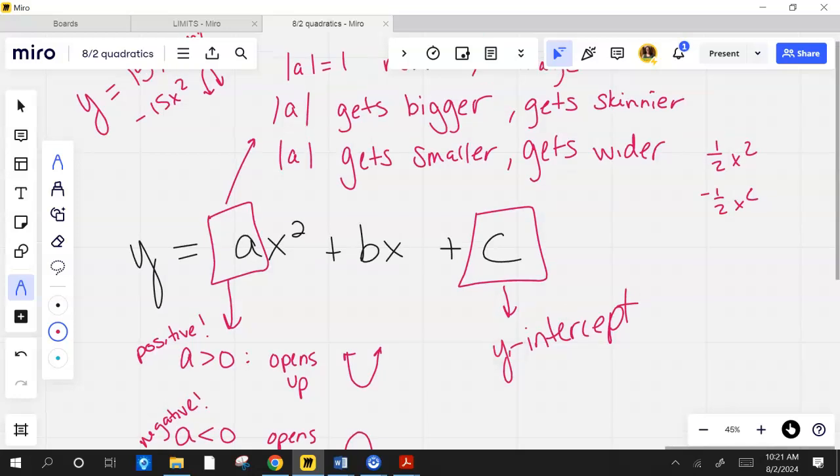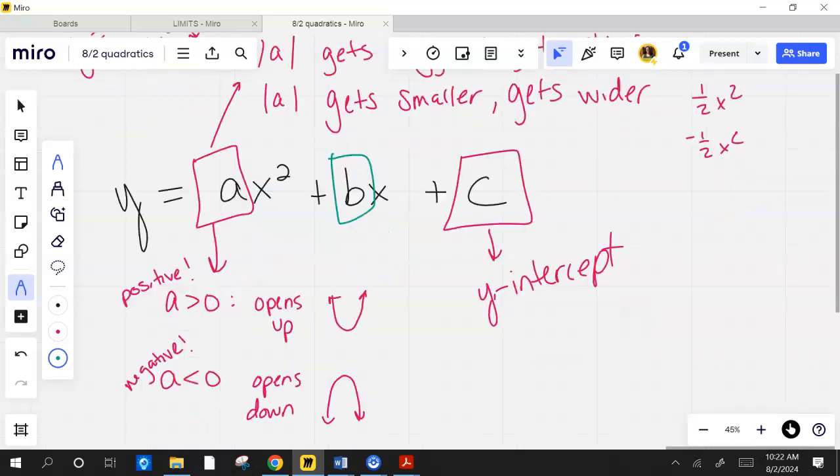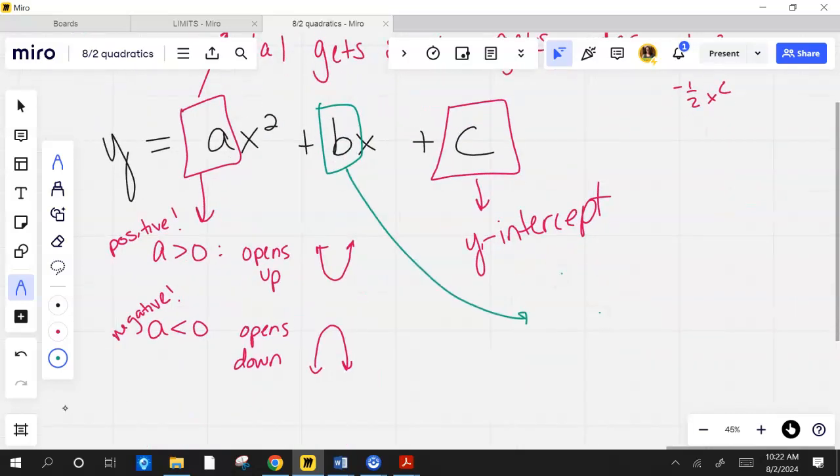What coefficient have I not talked about yet? I saved the best for last. This is a little bit weird. Why is it weird? What does it give us? What do we use to determine? We haven't learned about transformation. B is going to be what we use to find the vertex of the parabola.